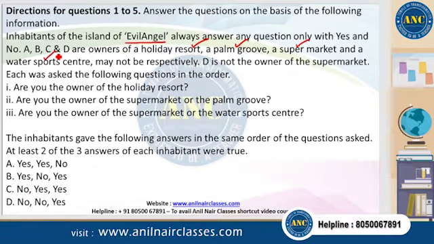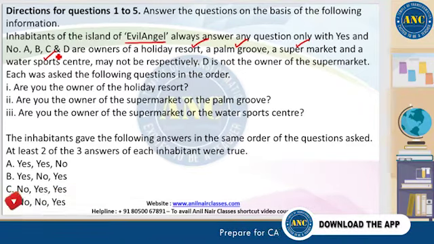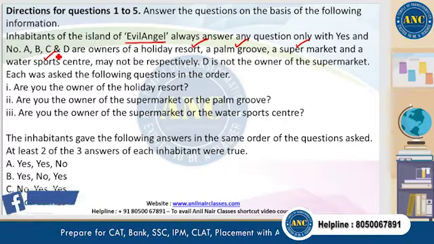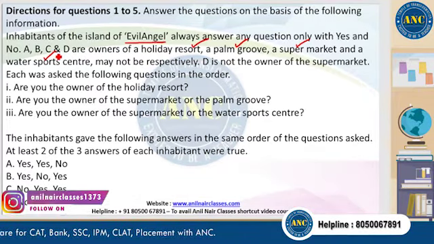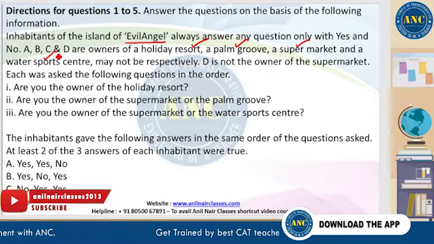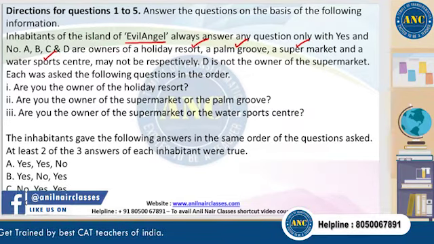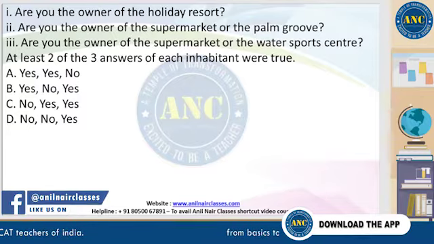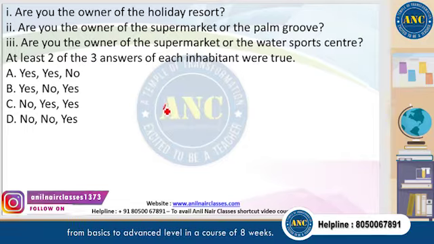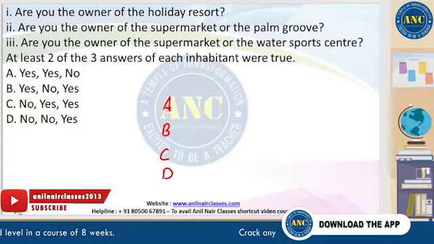Oh wow, that's nice. Each was asked the following questions in the order: are you the owner of the holiday resort? Are you the owner of the supermarket or the Palm Grove? Are you the owner of the supermarket or the water sports center? And these guys, that's A, B, C, and D, gave these answers: yes, no, yes, no, yes, no, yes, yes, no, no, yes, and so on. Right? So now let's come to the question. This is what is given. So while we look at A, B, C, and D, these four guys of the evil island.